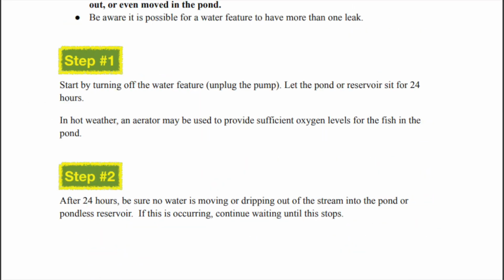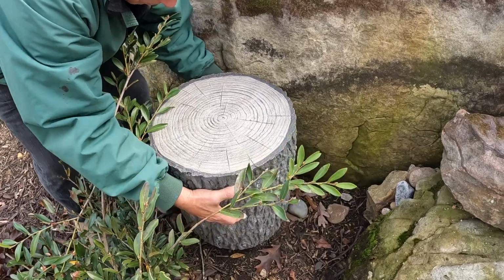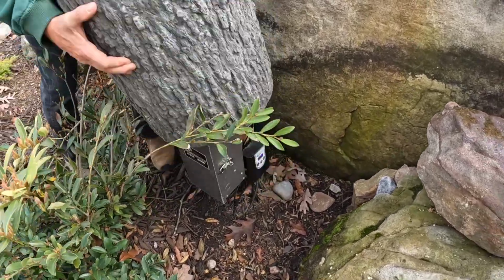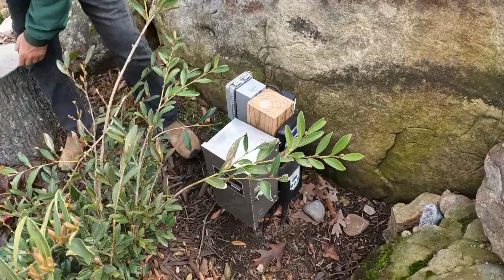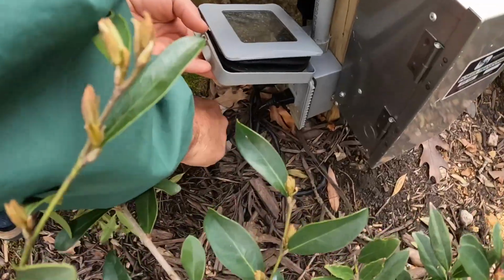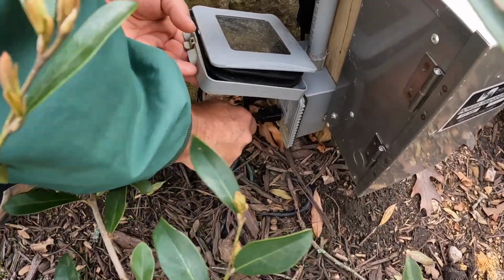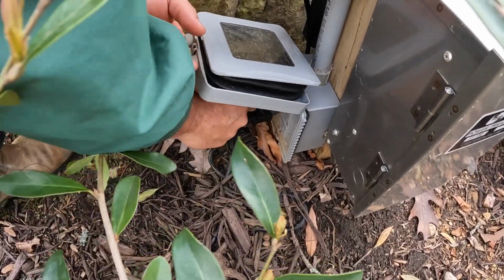Step 1 of the CLDP is to turn off your water feature. For most features, this can be done by unplugging your pump. You should then let the pond or reservoir sit for 24 hours. Remember to add an aerator if it's hot and you're doing this on a pond with fish in it.